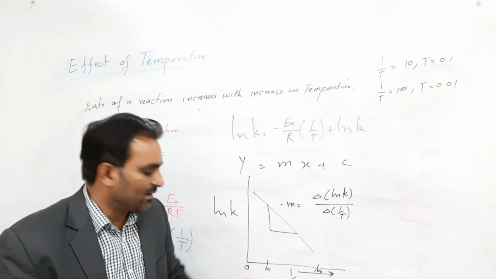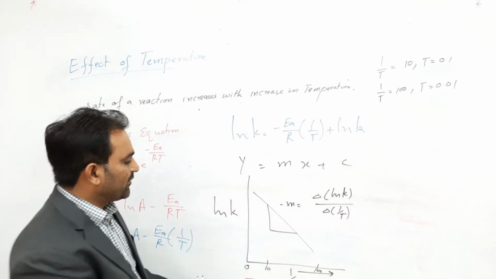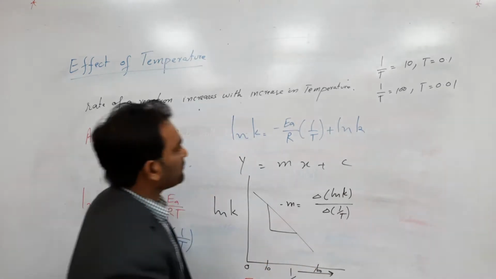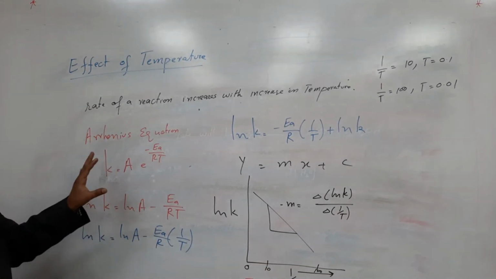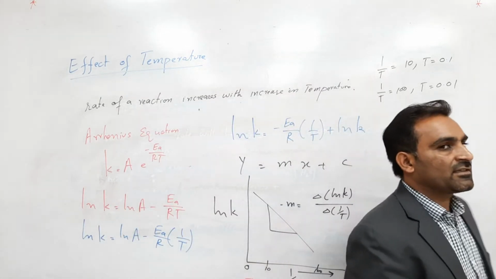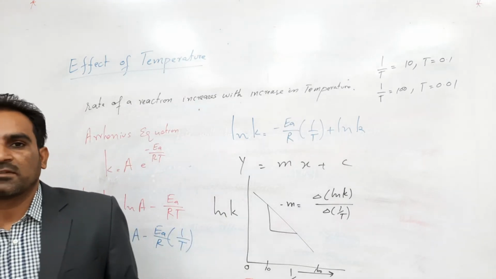So decrease in temperature gives you decrease in rate of reaction, meaning the rate of reaction is going to decrease. So this is actually how temperature affects the rate of reaction. It means the increase in temperature usually increases the rate of reaction.